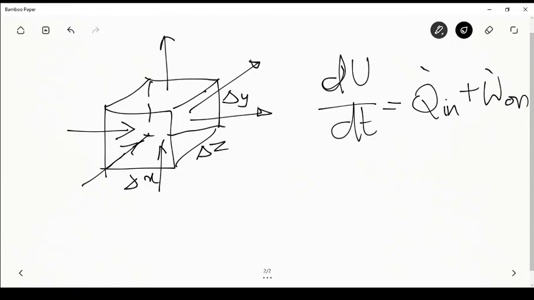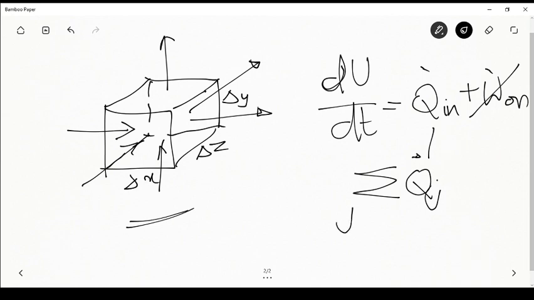Now since it's a solid and there is not going to be any deformation that contributes to the heat transfer in this case, the w dot on term will also be neglected, and this q dot in will need to be expanded as a summation of q dot j, where j is the surface number. So here in this particular example we have a cuboid, so you have 6 faces, so j is equal to 1 to 6. So that is the heat summation that you'll have.